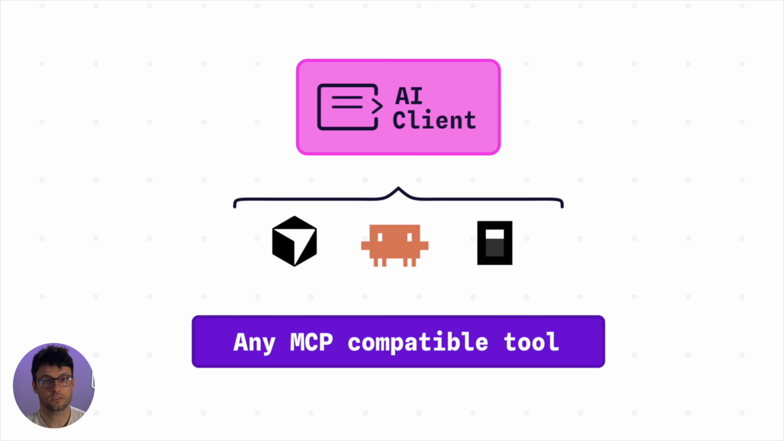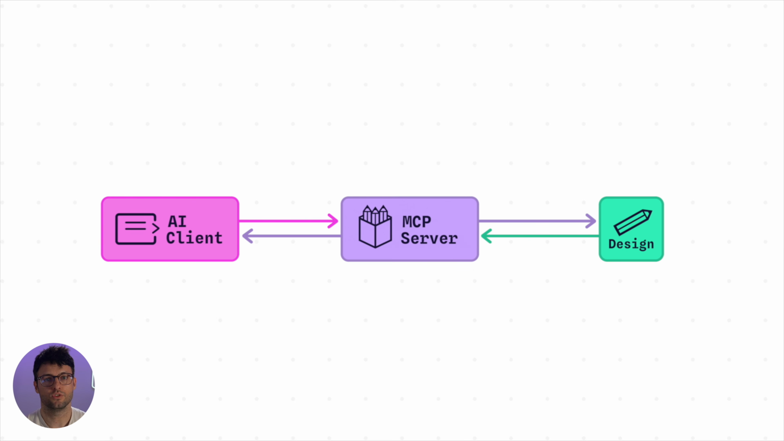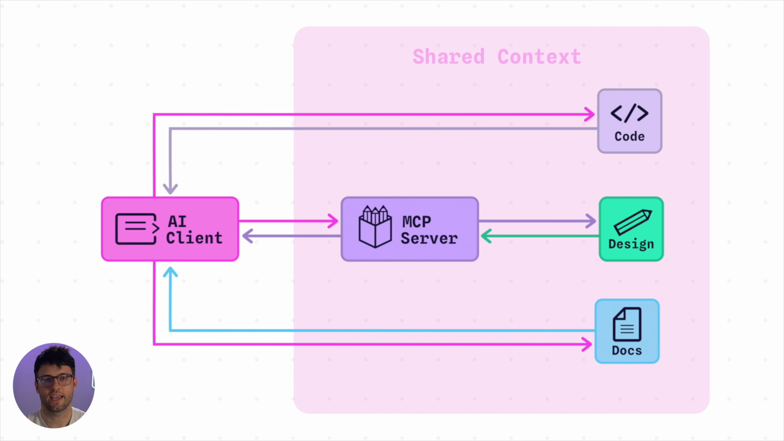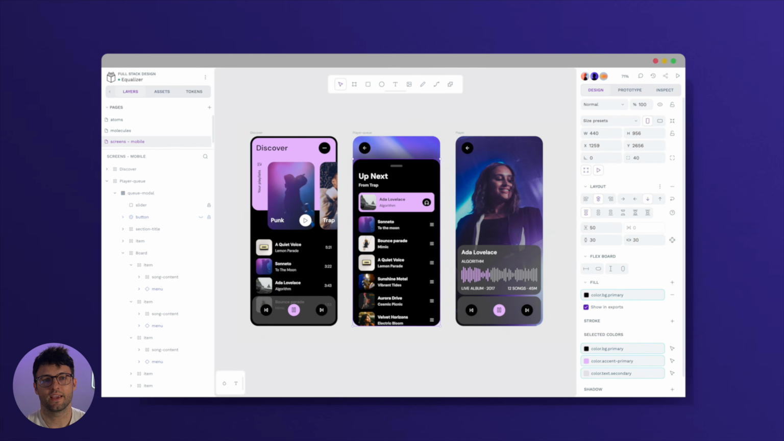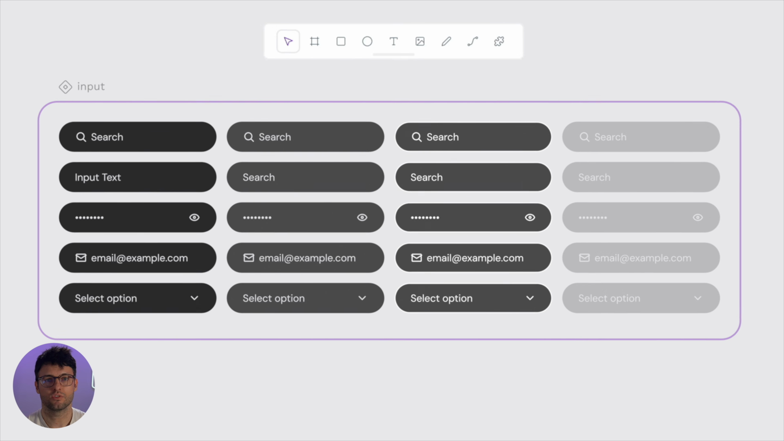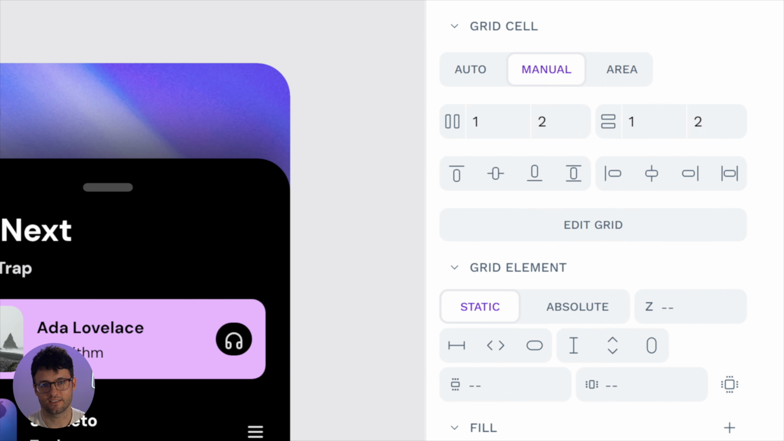That client talks to the Penpot MCP server, and the MCP server gives the agent access to useful design information from Penpot. This means the agent can work with real design context instead of guessing. It can understand what page you are working on, what elements exist in the file, how the layout is structured, and what design decisions are already present. That's what makes this different from simply asking AI to generate a random interface. Here, the agent is working with your actual design.